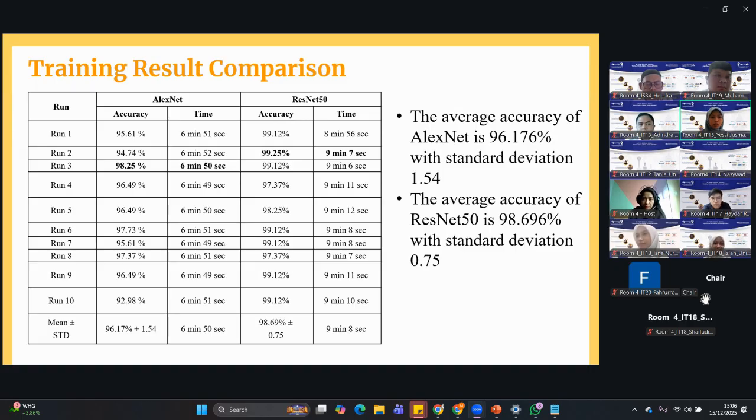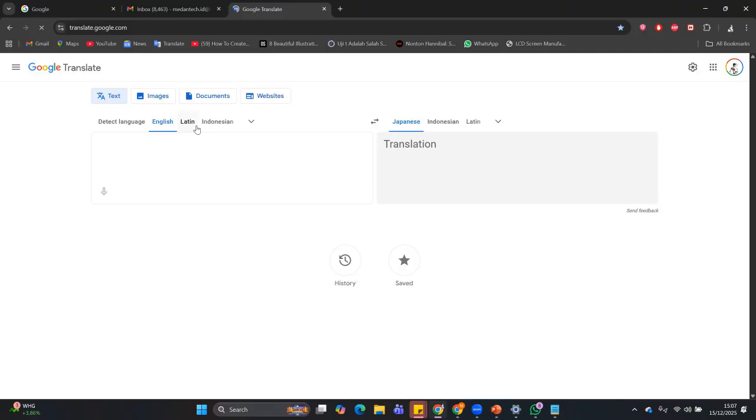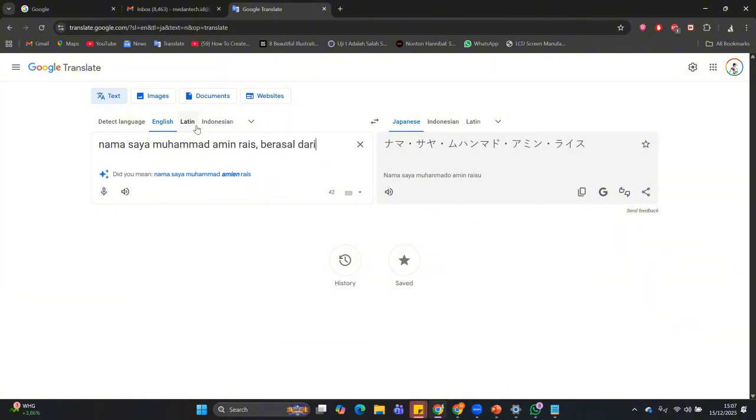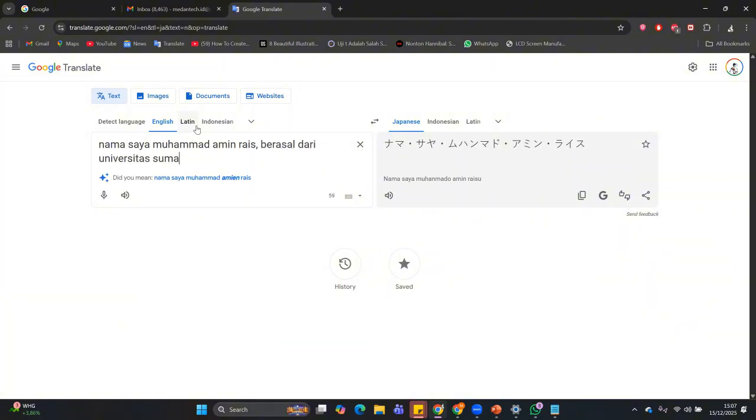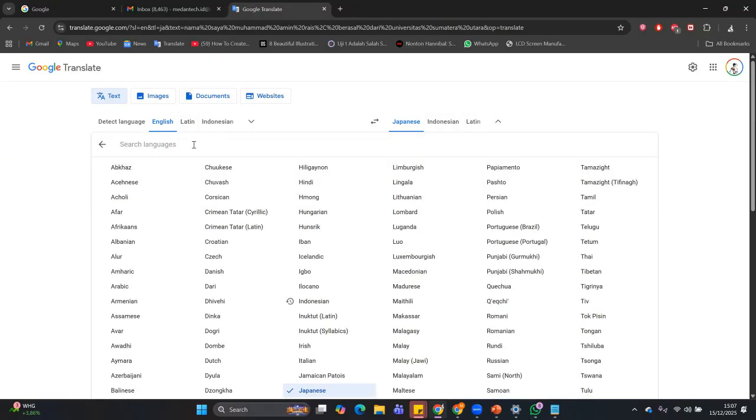From training results, the AlexNet shows strong performance. It achieved high accuracy. The accuracy values range from 92.98% to 98.25%, with an average accuracy of 96.17%. This model executed efficiently, with an average time of 6 minutes and 50 seconds.